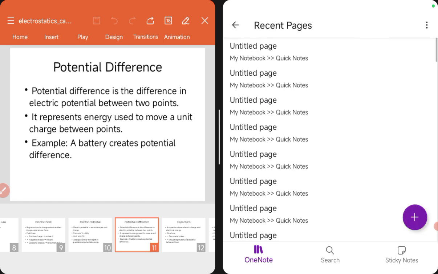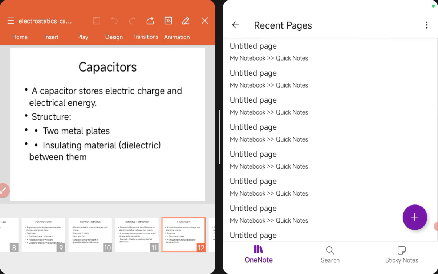So our next subtopic is actually capacitance. So what is capacitance? Capacitance is the ability of a capacitor to store electric charges. A capacitor itself is an instrument that is able to store charges and supply electrical energy when needed.